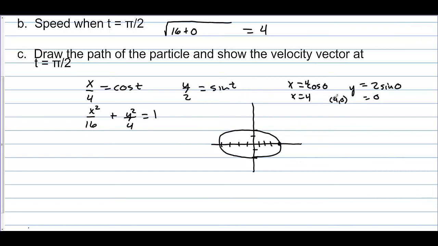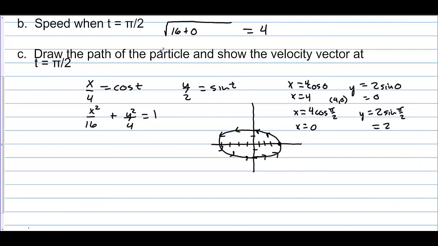And let's say t is something nice. We have 4 times the cosine of pi over 2, let's say. That is going to be 0. And then y is equal to 2 sine of pi over 2, which is equal to 2. So we have 0, 2. So the path is like this. So we're going in a counterclockwise direction with this path right here.